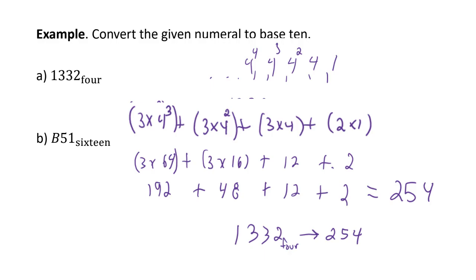And 4 cubed, if you're doing this by hand, use your PEMDAS. So start by doing the powers. 4 cubed is 64, 4 squared is 16, then 4, and then 1. Now you do multiplications. 3 times 64 is 192. 3 times 16, that's 48. 3 times 4, that's 12. 2 times 1 is 2. And then finally, add up all of these numbers to get 254. So this number 1332 in base 4 represents the number 254.